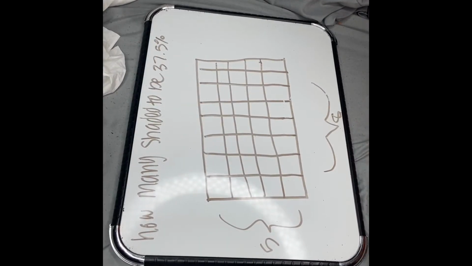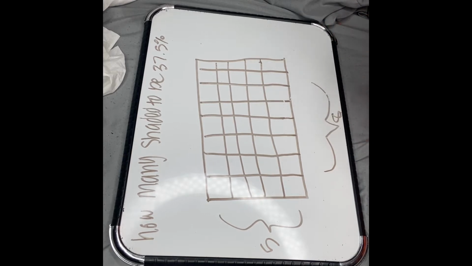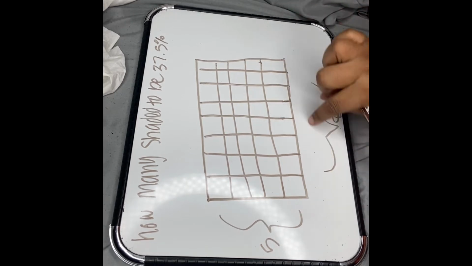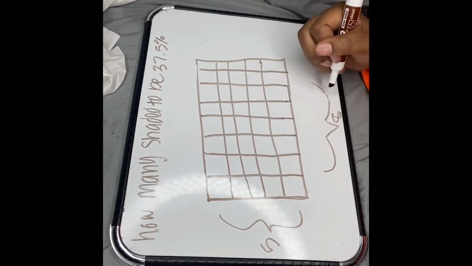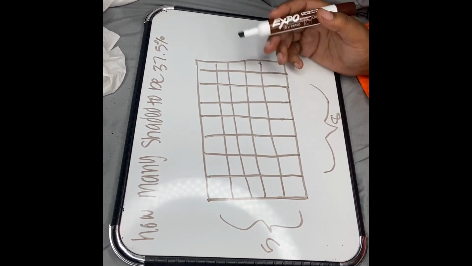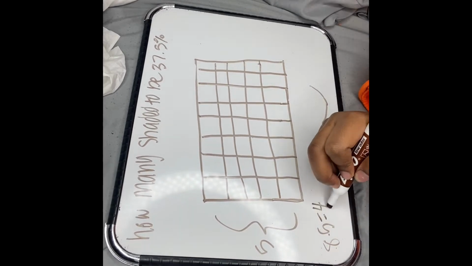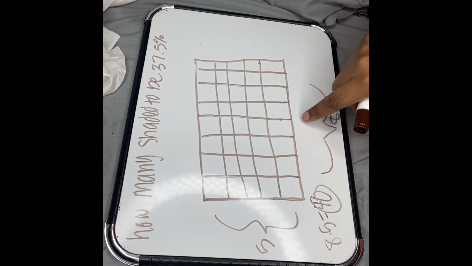Okay, so moving on, we're trying to find out how many of the small rectangles must be shaded in to represent 37.5% of the large rectangle. So we have 8 going across, 5 going up and down. So we know that to find the area of this rectangle, we just multiply 8 times 5, which gives us 40. So we know that there's 40 small rectangles in this one large rectangle.